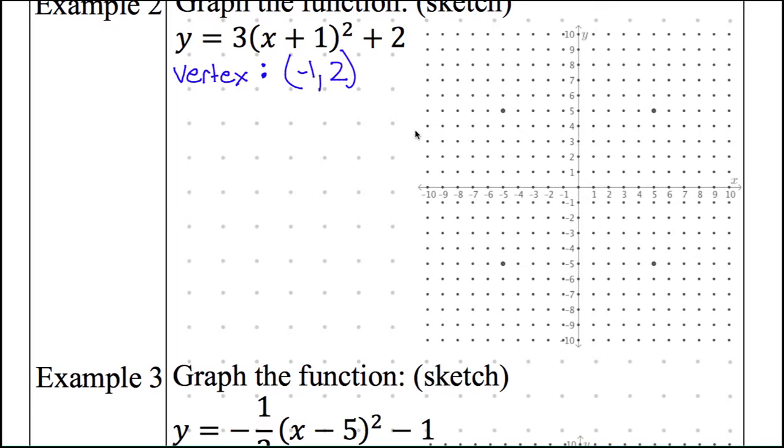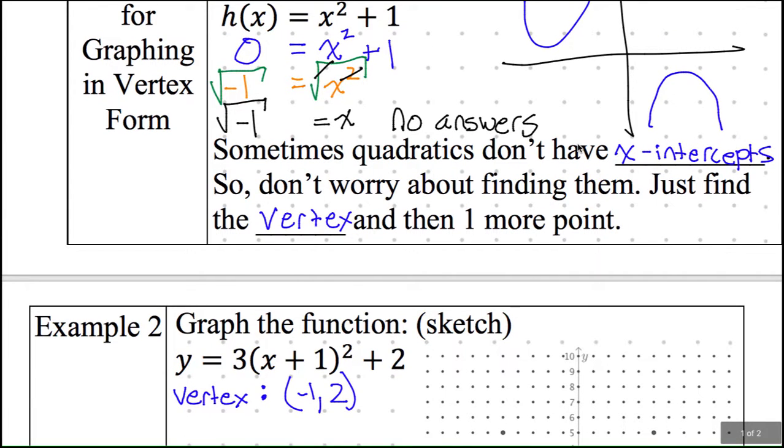We just found the vertex. Let's graph our vertex, -1, 2. As I walk around the room, I should see you graphing, as we said, on our front side. We're not going to find the x-intercepts because sometimes they don't work. We're going to find one random other point. Does anyone know of another point that we could use? Who can think of another point?